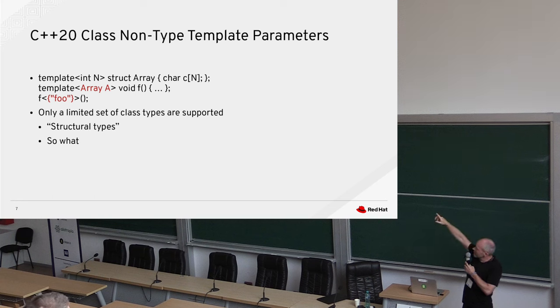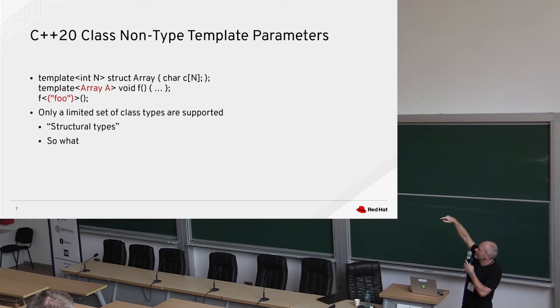So we still have this array with an int non-type template parameter, and then we have some function f that is also a template function, and that takes a complete array as its argument and does whatever it wants with it. I'm not specific there. I'll clear that up later. And the next trick is that this is not actually a type. Array is not a full type because array is parameterized on its size.